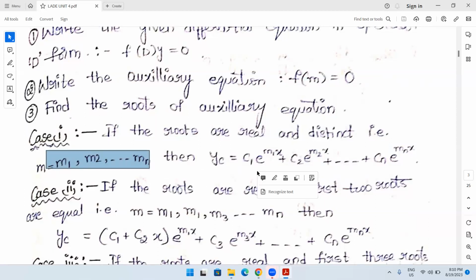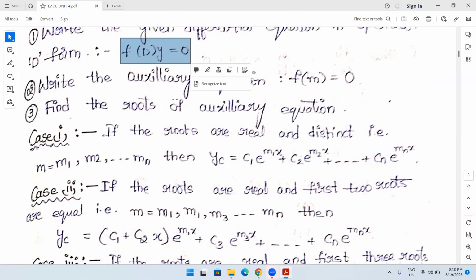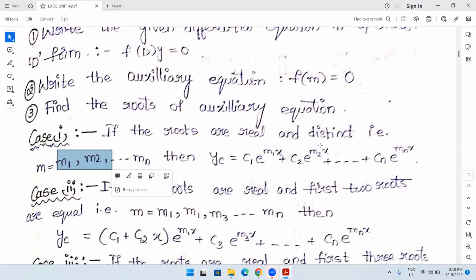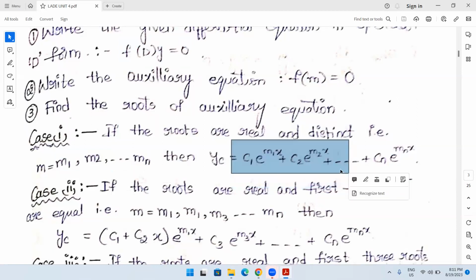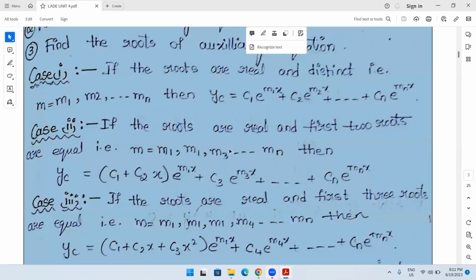So if we observe, what about c1, c2, so on up to cn? These are all called arbitrary constants. If the differential equation is of second order, how many arbitrary constants do we get? Only two, c1 and c2. If the differential equation is third order, we get three arbitrary constants like this. So whenever the order is three, we get three roots. Based on three roots, we get only three arbitrary constants.